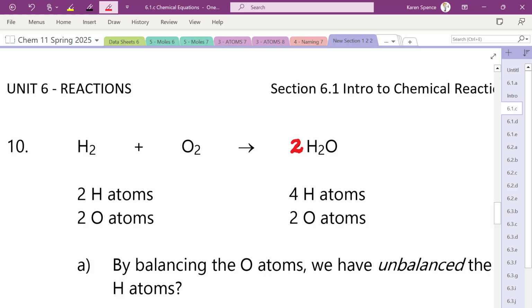We're now on our next page. That gives us now 4 hydrogens. Uh-oh. But I do have 2 oxygens. That's good. Yay. I got 2 oxygens, and I got 2 oxygens. That's good. But unfortunately, I only have 2 hydrogens on the left-hand side. How could we fix that? Yes. Put a 2 in front of the H2.